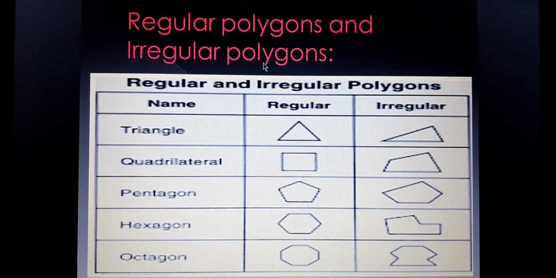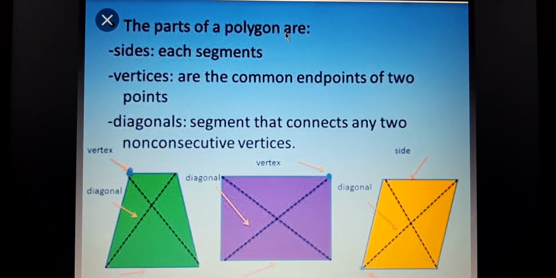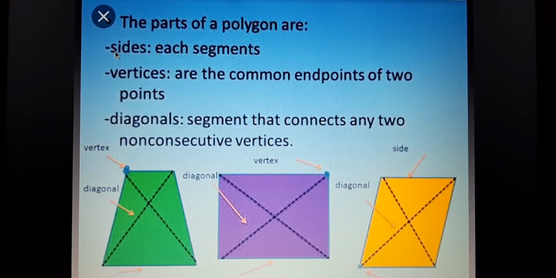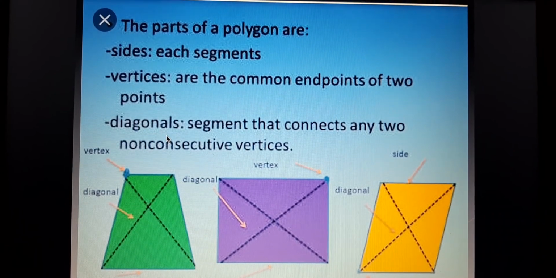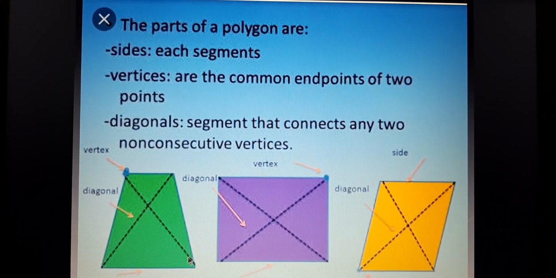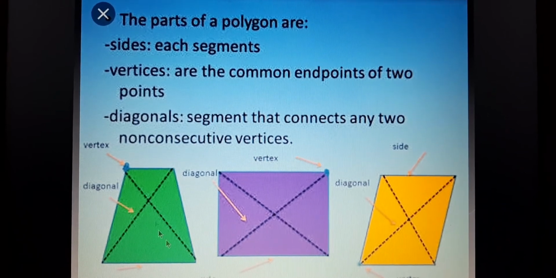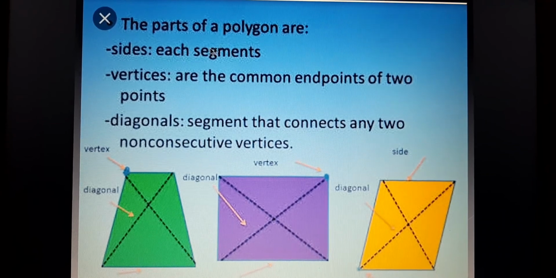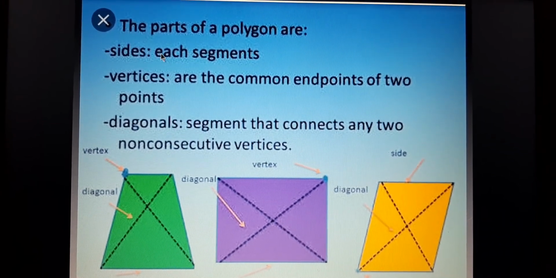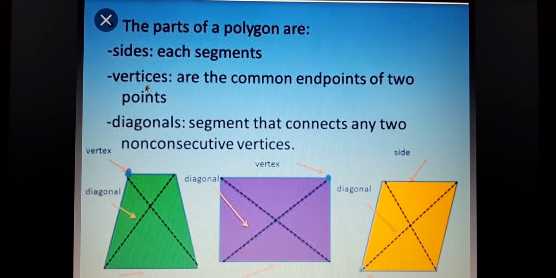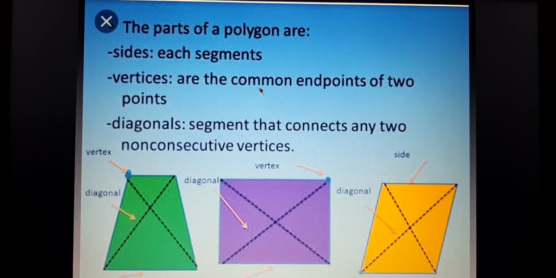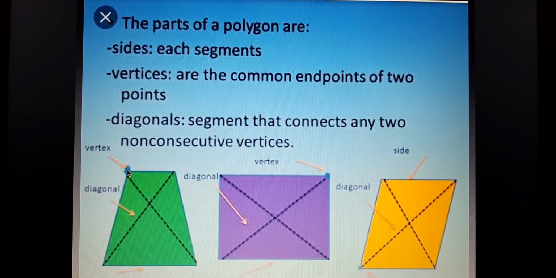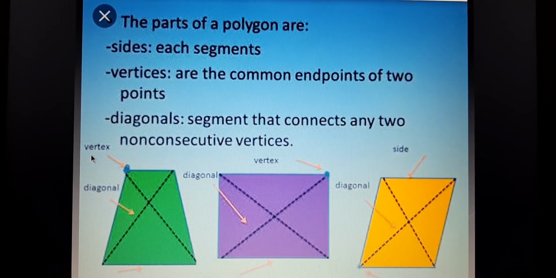Okay, now we will see the parts of a polygon. In this we have a few points: sides, vertices and diagonals. Sides means whatever line segments you draw to make a closed shape. The sides are made up of line segments. Vertices are the common end points of two line segments. When two line segments join at one corner, that corner is called a vertex, right?